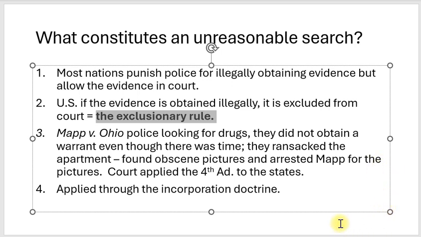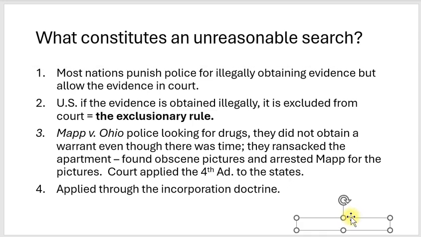What happened in the Mapp case was that police went to Dolores Mapp's home looking for one thing, and what they found was a bunch of pornography, so they arrested her for that. They basically just ransacked the place. Not only that, they didn't even have a valid search warrant. They had forged this search warrant. So they ransacked her apartment, found these obscene pictures, and arrested her. This was an easy case for the court.